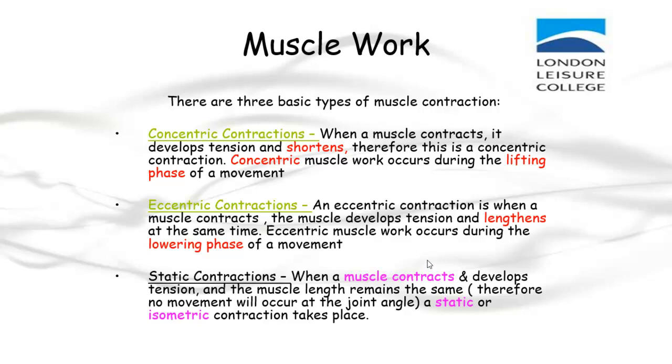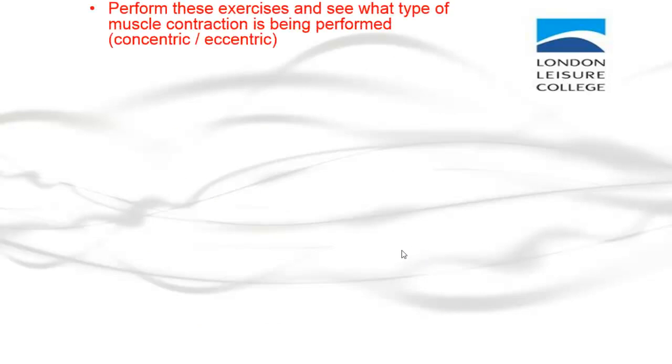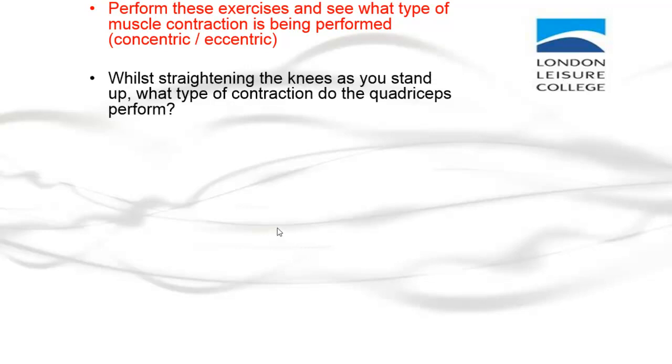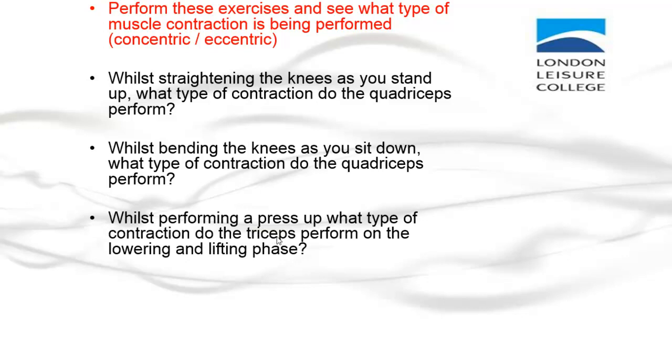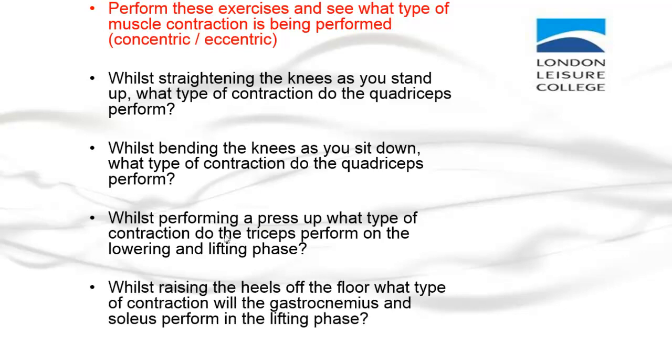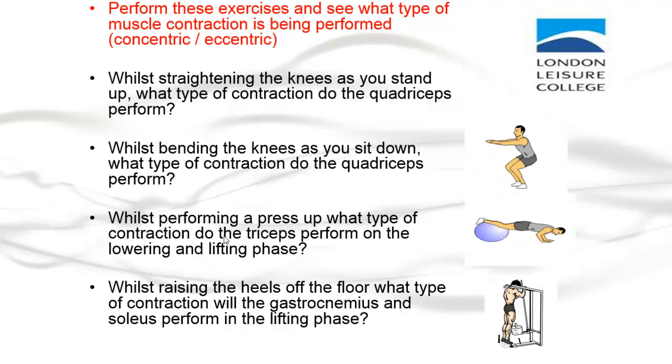So what I'd like you to do is to perform these exercises and see what type of muscle contraction is being performed, whether it's concentric or eccentric. While straightening the knees as you stand up, what type of contraction do the quadriceps perform? Whilst bending the knees as you sit down, what type of contraction do the quadriceps perform? Whilst performing a press up, what type of contraction do the triceps perform on the lowering phase first, and then the lifting phase? And whilst raising the heels off the floor, what type of contraction will the gastrocnemius and soleus perform in the lifting phase?